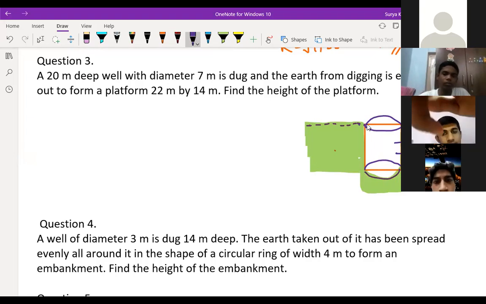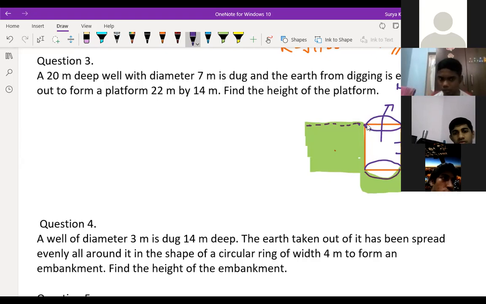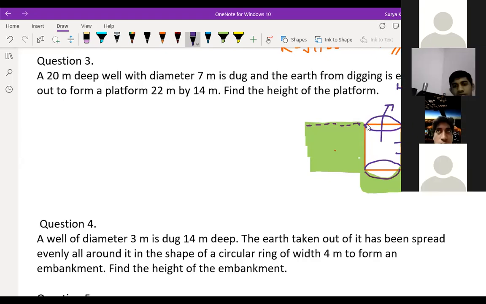Understood. And platform is 22 meter. So this is one platform they are making by taking out this soil only. This platform length and breadth is given. Length is equal to 22 meter. Breadth is equal to 14 meter. So you have to find height. This is an easy question only, children. Maybe third, fourth one may be tough. So this is nothing but volume of this cylinder is equal to volume of this cuboid, correct?